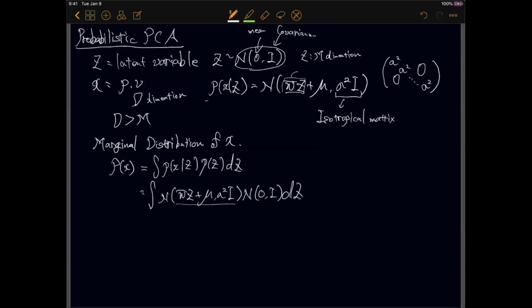I can calculate this marginal distribution step by step, but I think the time is limited, so I'm going to write the result here. This is the marginal distribution. That's the idea of probabilistic PCA. In a probabilistic approach, understanding the generative process is really important. So as the last part of my presentation, I will explain the generative process in a really simple way.